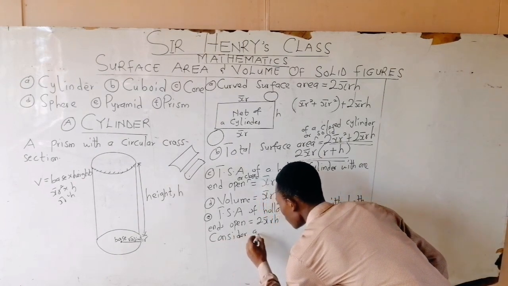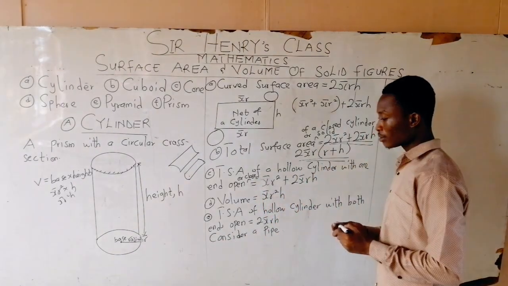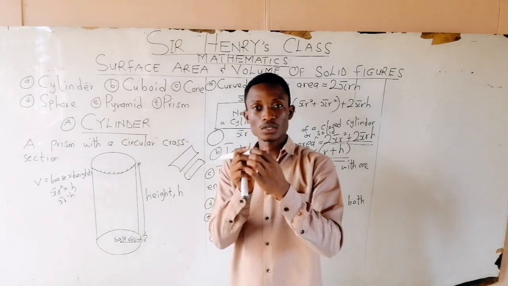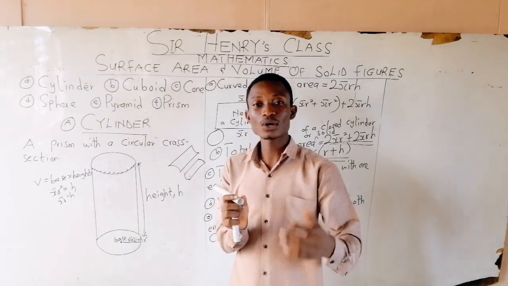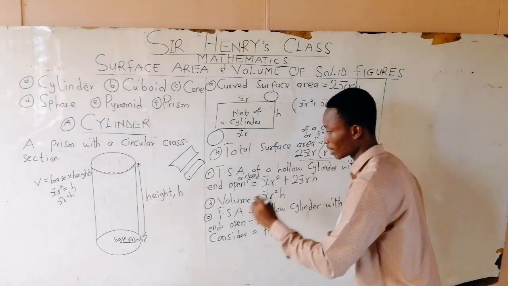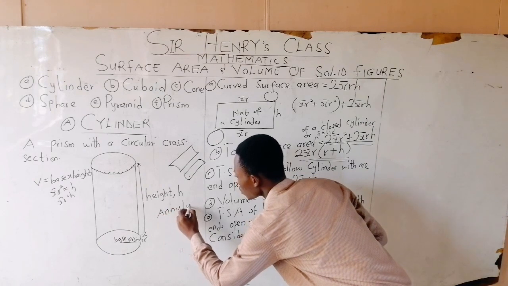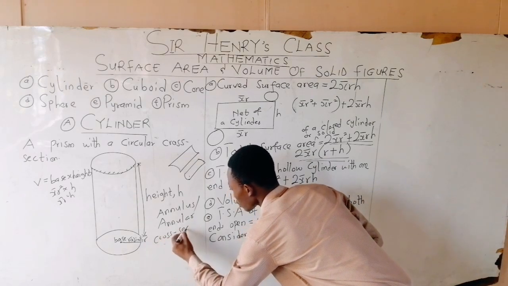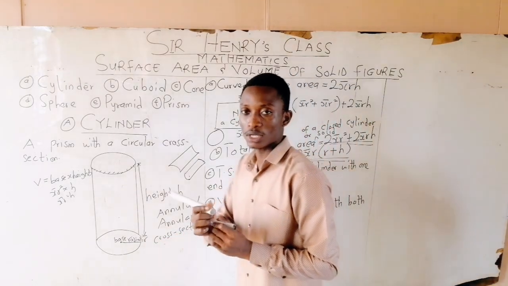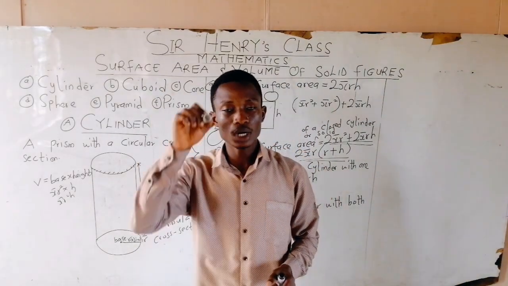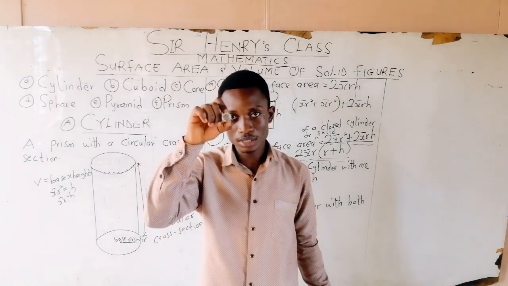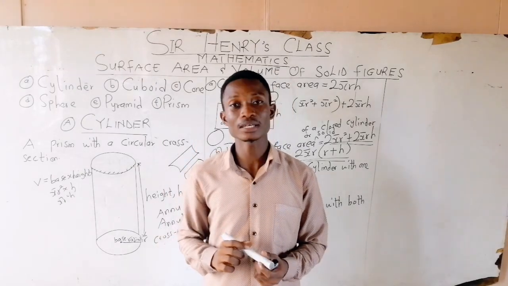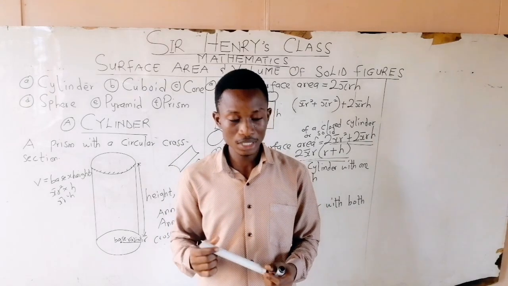Good. So we are going to consider a pipe. Now the pipe has what we call the annulus. This portion is what we call the annulus, or someone would say the annular cross section. Why is it annulus or annular cross section? It is because there are two circles, what we call the concentric circles. Two circles with one center. We call it a concentric circle.